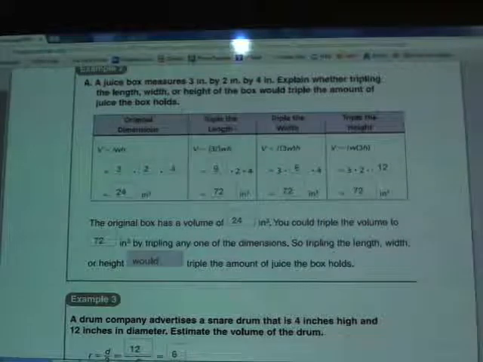So whether I triple the length or the width or the height doesn't matter. All right, the volume of the entire juice box still triples as well. The original box has a volume of 24 inches cubed. If you triple the volume to 72, you can do that by tripling just any one of the dimensions. Triple the length, triple the width, triple the height. You triple the amount of juice that that juice box holds.